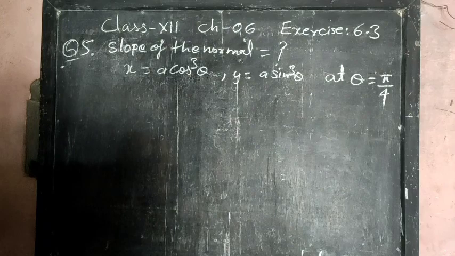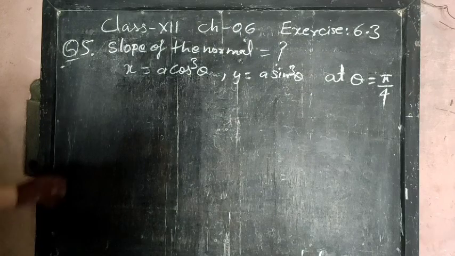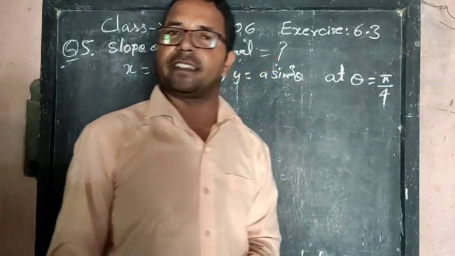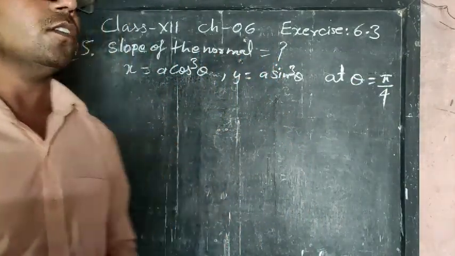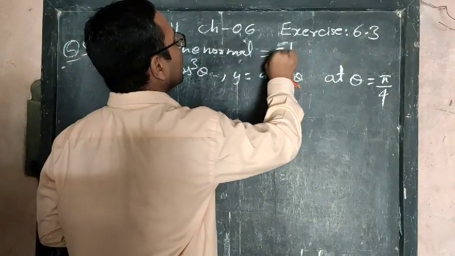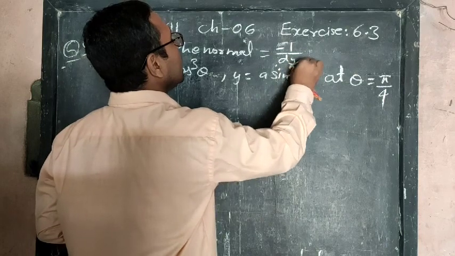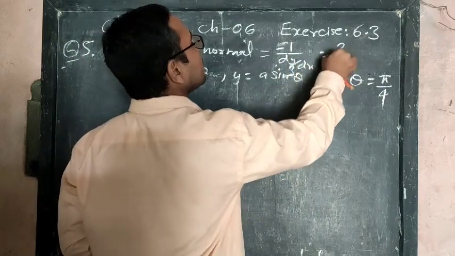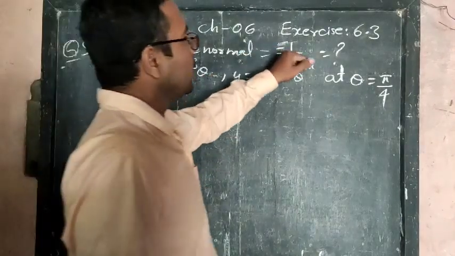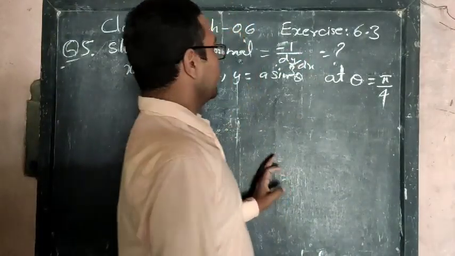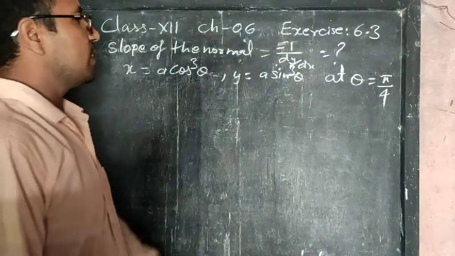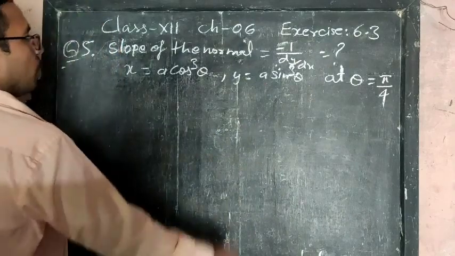So now let's see how we can calculate here. Slope of the normal is equal to minus 1 by dy by dx. This one is the slope of the normal. So we have to calculate the value of dy by dx. But each and everything is given in terms of theta, so we have to differentiate with respect to theta only.